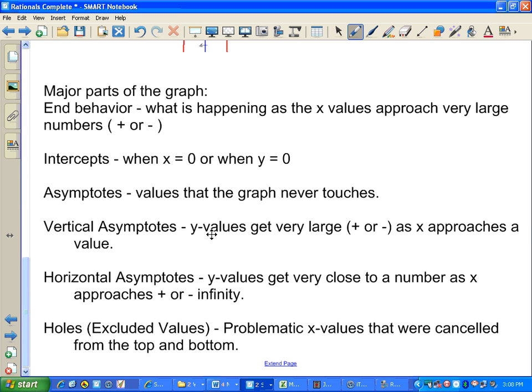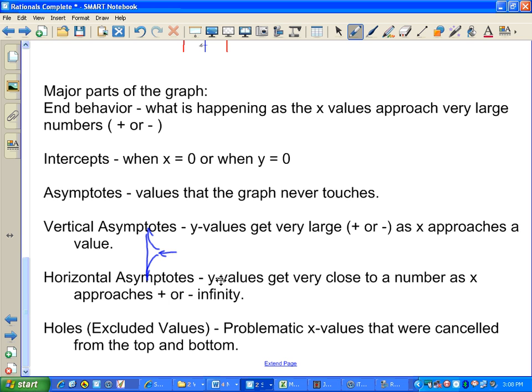So for vertical asymptotes, the y values get very large as x approaches a value. So if this is my asymptote, as x gets close to this, my y values are either going to follow it up or they can follow it down. So my y values are going to get very large positive or very large negative.